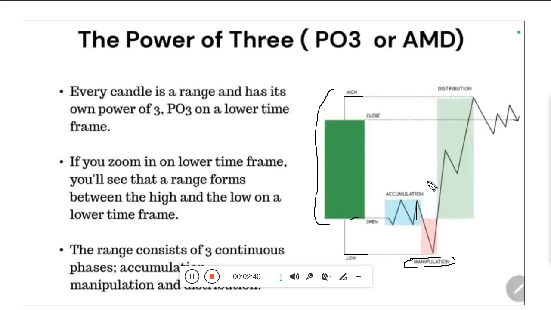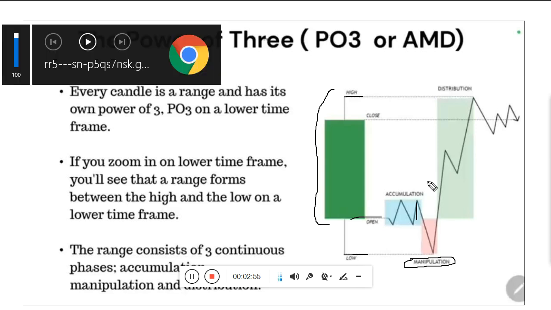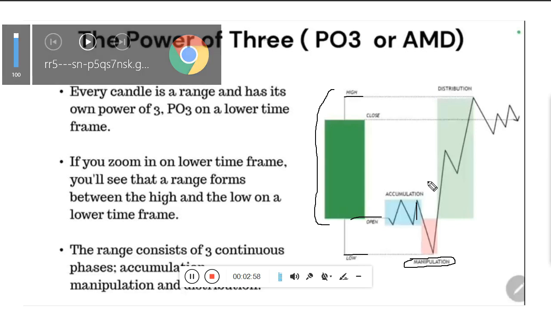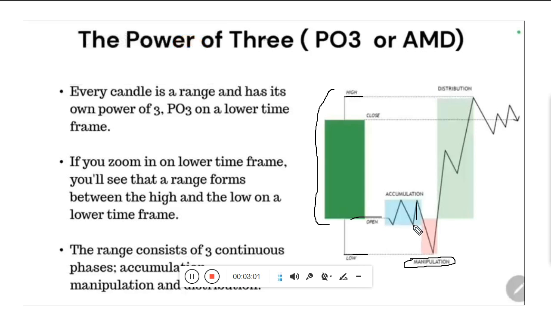And one thing you should know is that your manipulation will always be below the accumulation range, below the opening range of the candle, depending on the candle that it is. Now, I'm giving you a pro tip here. At any point in time, the wick of the candle you want to trade is your manipulation. So that is what you use to identify the manipulation.